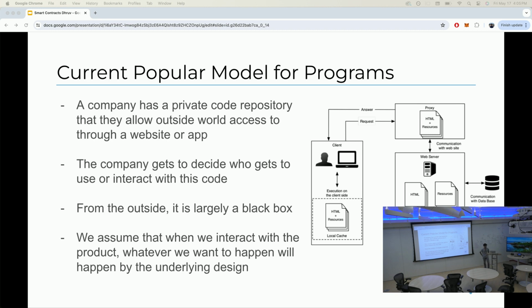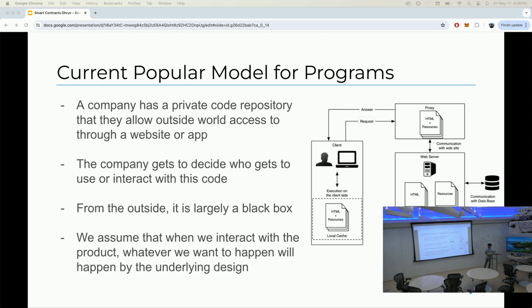From the outside world, this is largely a black box. Whenever there's a bug, the employees of the company go to this private repository, hidden from the outside world, and fix the code and publish it. So when you interact with it from the front end, everything just looks good now. We assume that whenever you interact with this product, this website, this app, it's going to do what we want it to do, because if it stops working that way, people aren't going to come use it. But there is still an assumption that things will work as you would expect, given the underlying design.